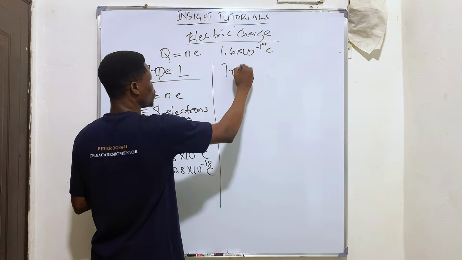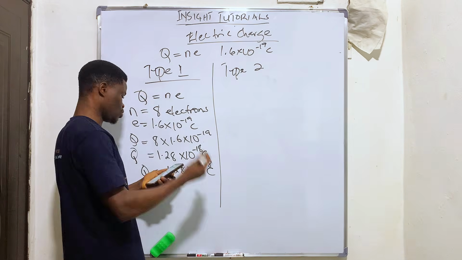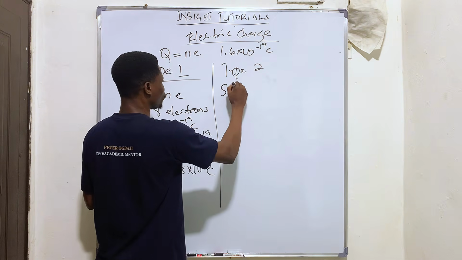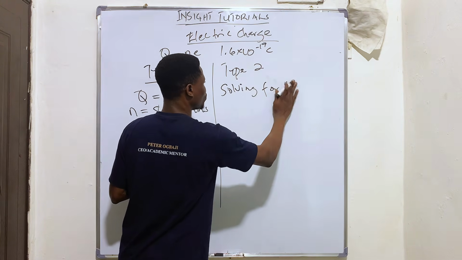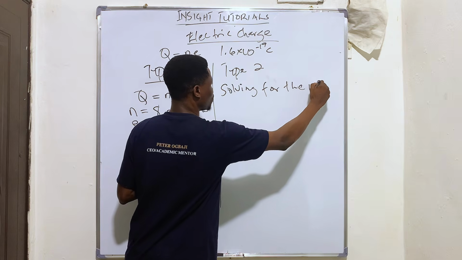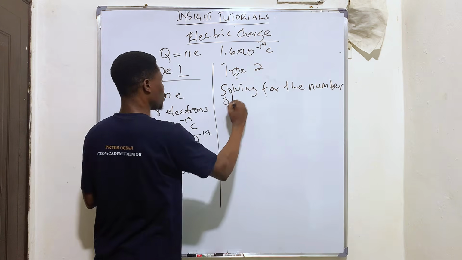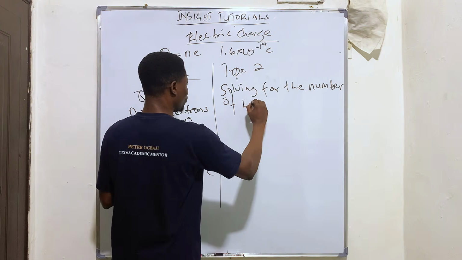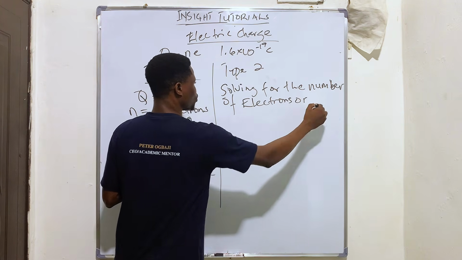Then type 2 kind of question you'll be asked is to find the number. Type 2, a typical question you could be asked in CBT in respect to this, is solving for the number of electrons or protons.